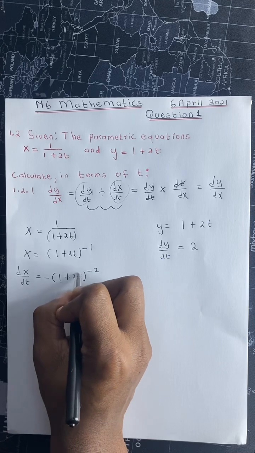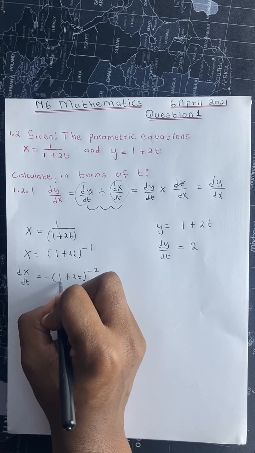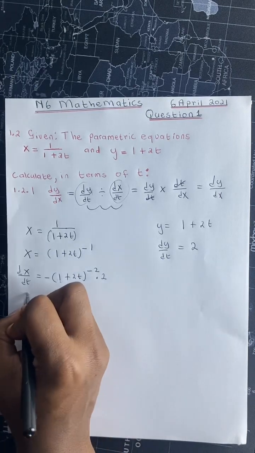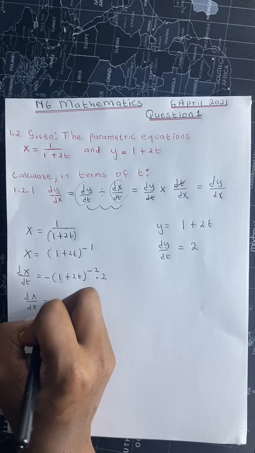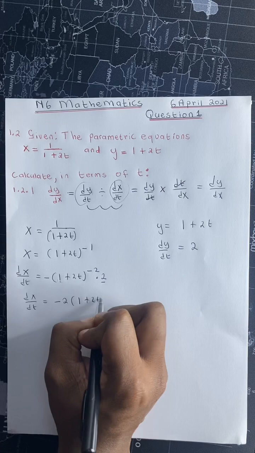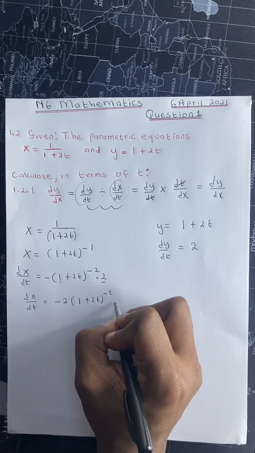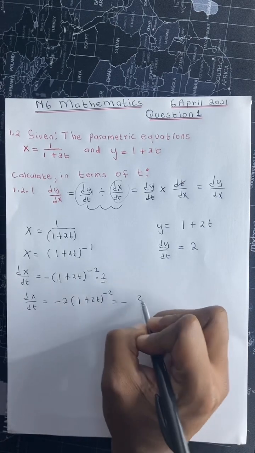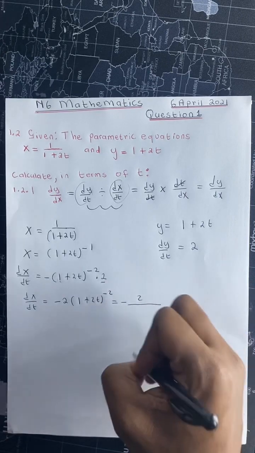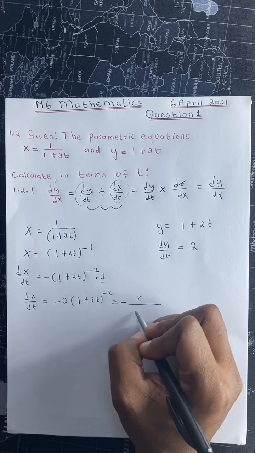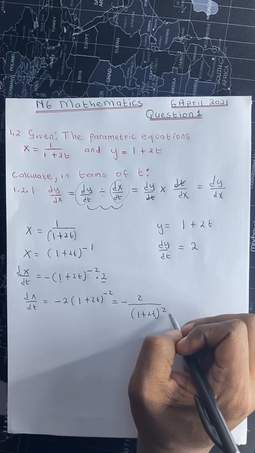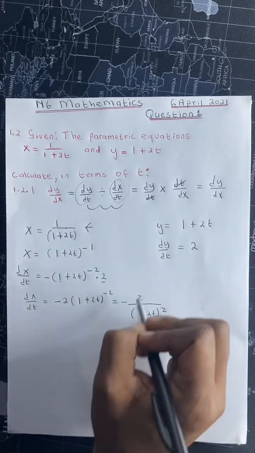And also we have to differentiate the inner function. So the derivative of 1 is 0. The derivative of 2t is equal to 2. So dx over dt will be equal to negative 2, (1 plus 2t) to the power negative 2, which will be equal to negative 2. So now we take this (1 plus 2t) raised to the power negative 2 to our denominator, and this will be (1 plus 2t) squared. If you were to use the quotient rule here, you will still get the same answer.